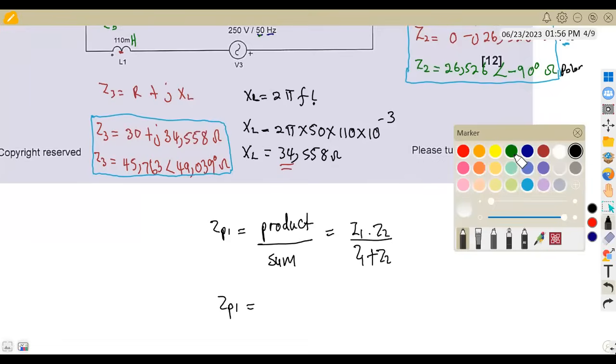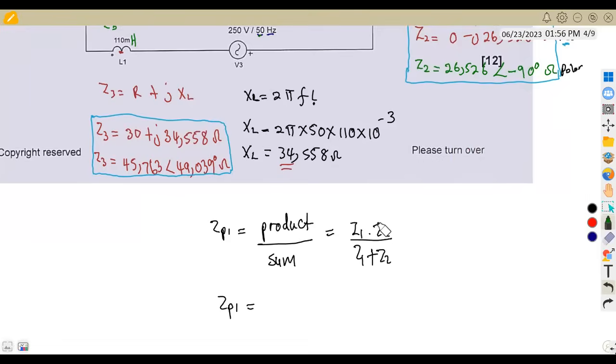Noting that the first part, the product, we are multiplying. Whenever you're multiplying, it is best to multiply in polar form. We are talking about the J notation here, but it's best for you to multiply in polar form. Addition, it's best to have in rectangular form. So for Z1 and Z2 in the top part, we are going to take them in polar form, because multiplication and division are best done in polar form.